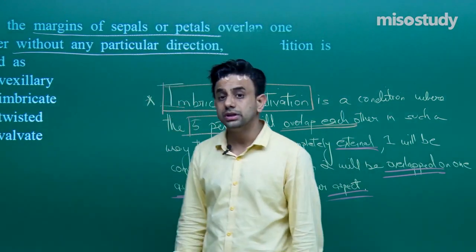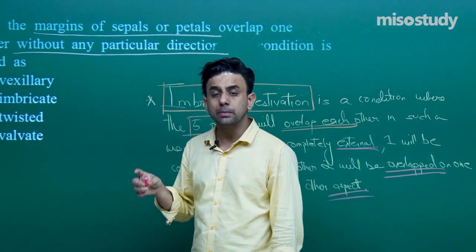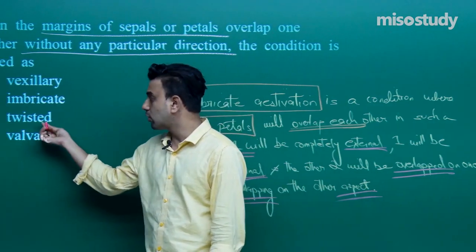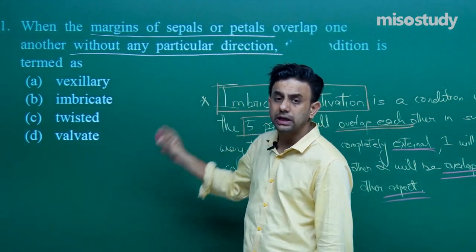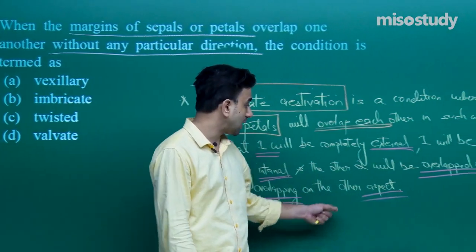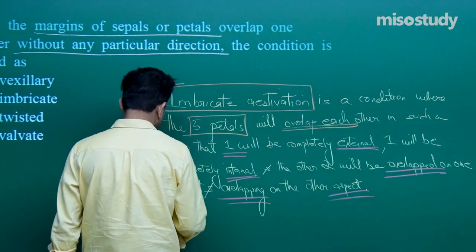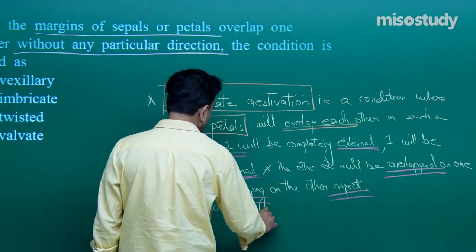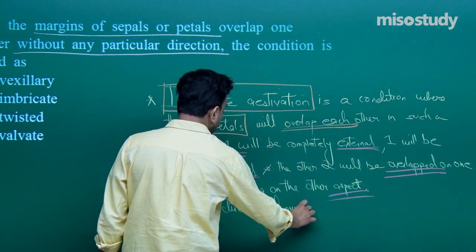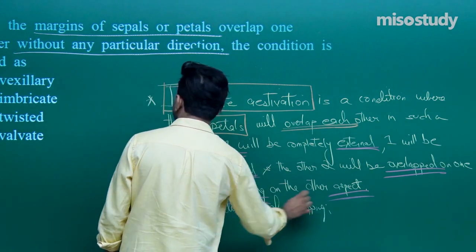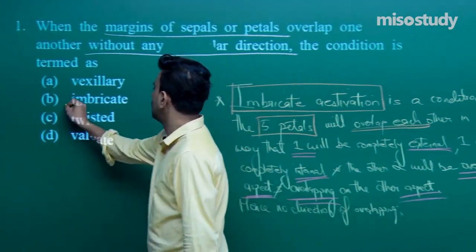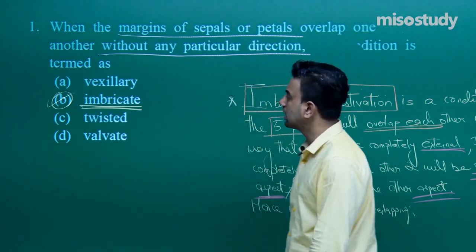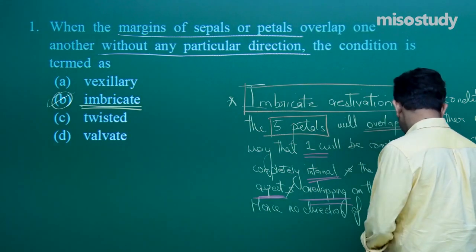However, if we had taken the twisted condition, the appendages were overlapping each other, one after the other, in the twisted condition. But here in the imbricate condition there is absolutely no direction of overlapping, right. So the answer will be imbricate estivation. Okay.